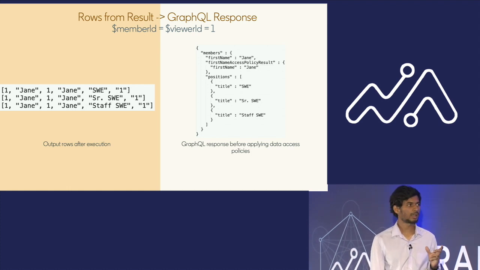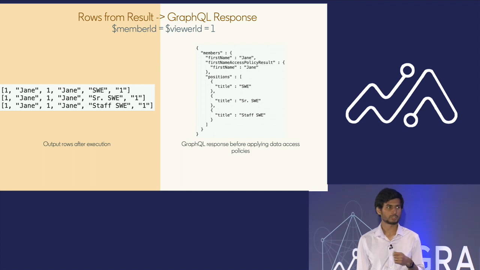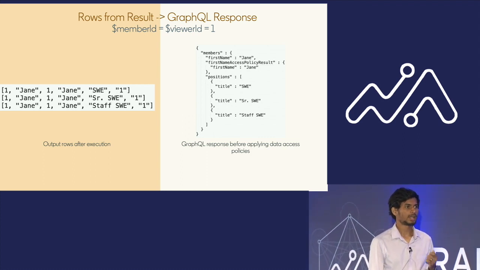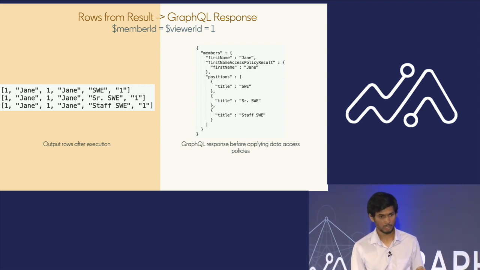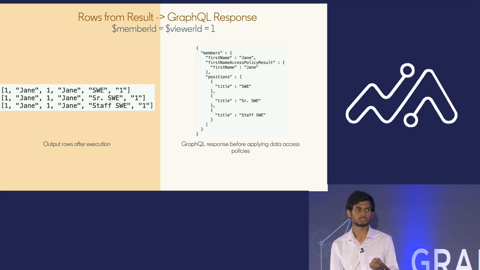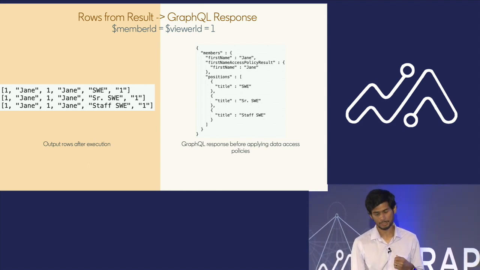We can collect this into a response that looks like a GraphQL response, because we know that the first 4 columns don't change. Once we collect this, on the right is what it looks like. There is a member whose first name has been populated. The access policy result is also available. So this is not yet ready to send down to the client. And then we have all the positions that they've held.